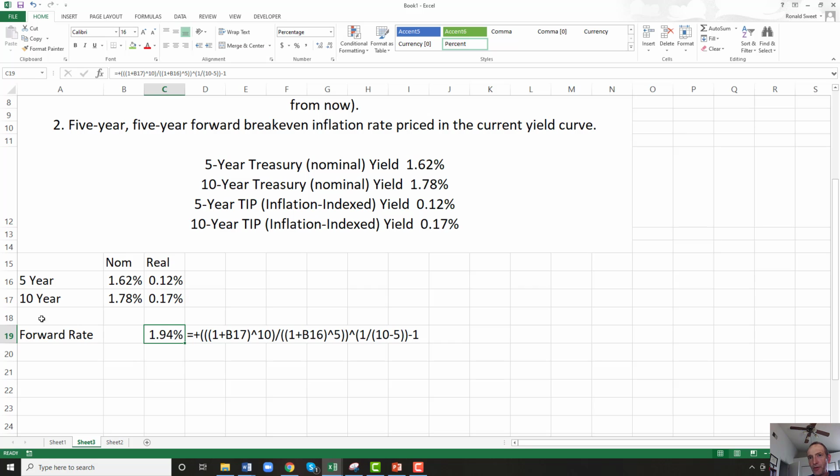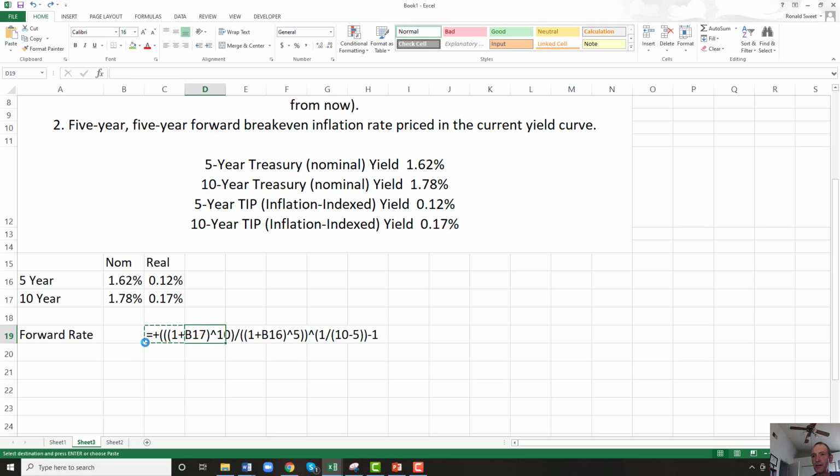Remember, if you could buy the 5-year for 1.62, or you could buy the 10-year for 1.78, you should be indifferent if you invest at 1.62 for 5 years and then another rate for 5 years. Well, obviously, that second 5-year period must be higher than the 10-year, but it won't be radically so. So if you can invest at 1.62 for 5 years and 1.94 for 5 years, that should give you a 10-year return of 1.78. So you can logically see that it could not be 5%, which is what I got the first time. So I'm kind of glad I had a typo.